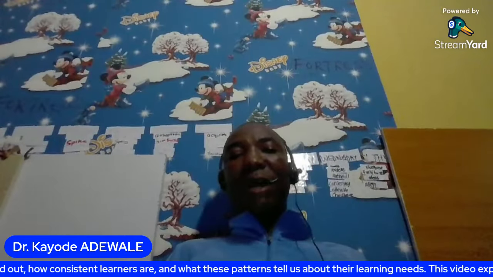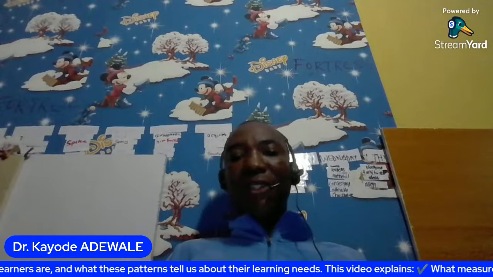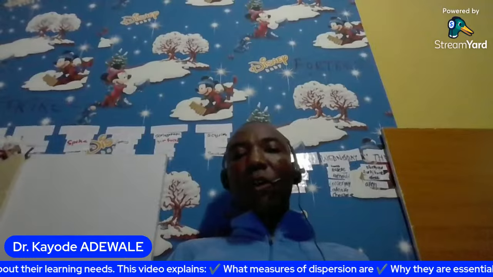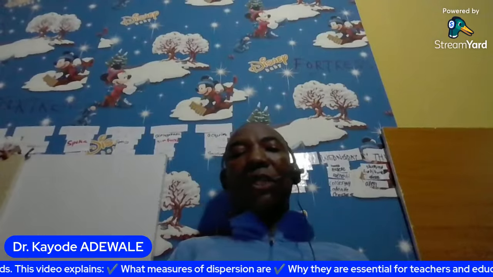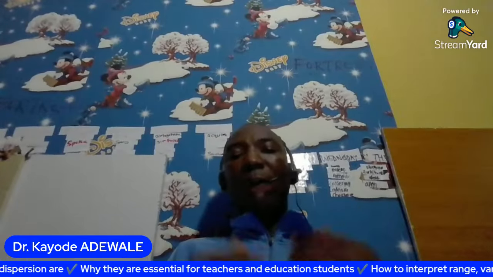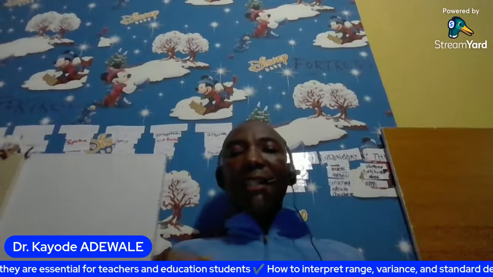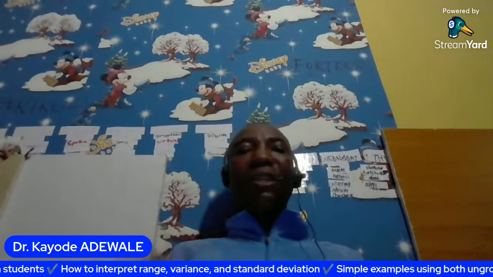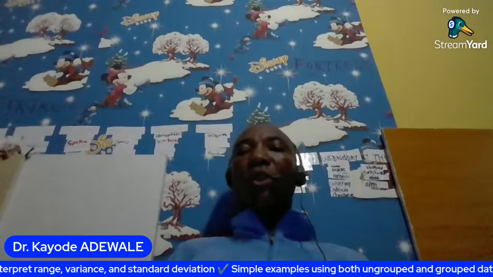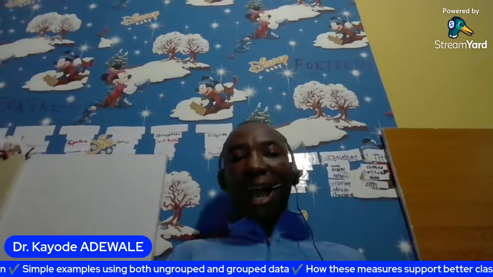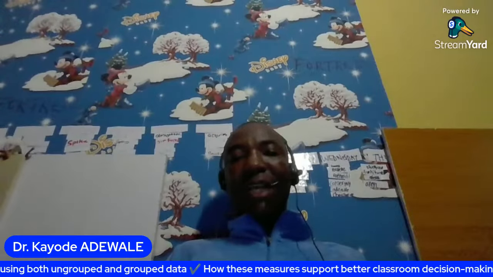So as an educator, you need to understand that student performance goes beyond average. Most of the time, when you want to find the average of the scores of the students, you just gather all the scores together and divide by the total number of students. But we want to look at student data beyond just calculating the average. We must also look at how scores are spread out, how consistent learners are, and what this pattern tells us about their learning needs.